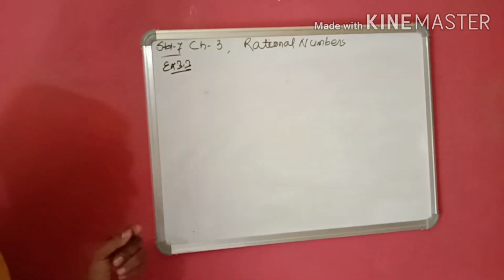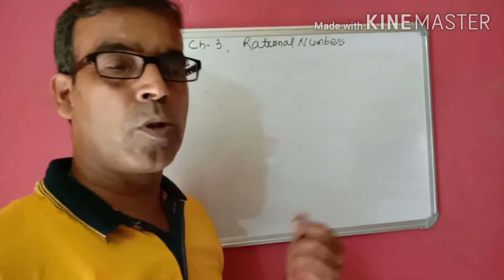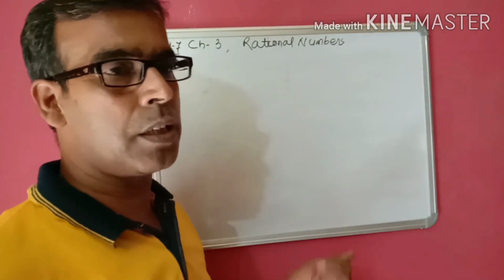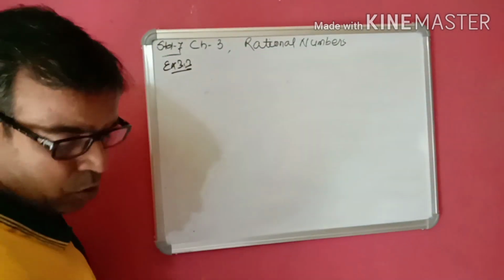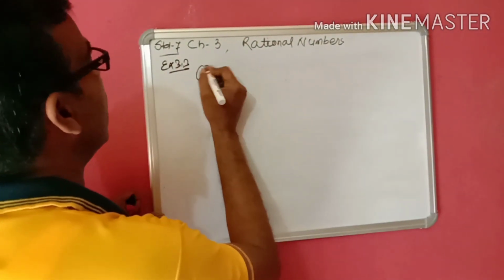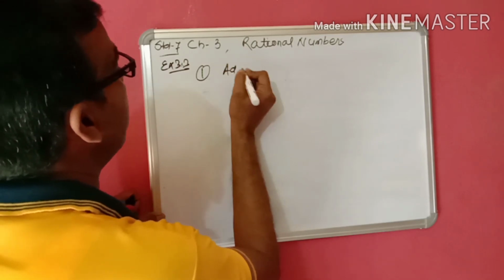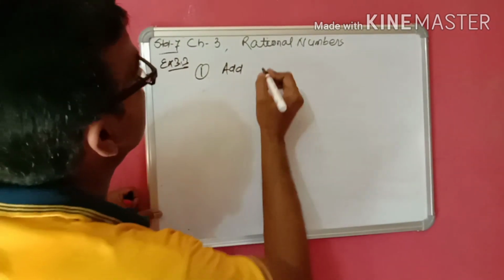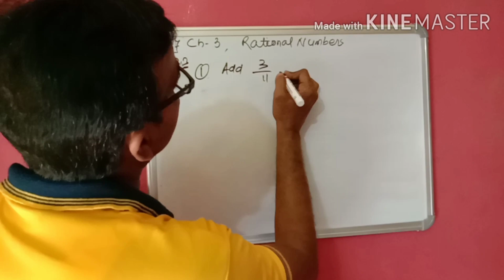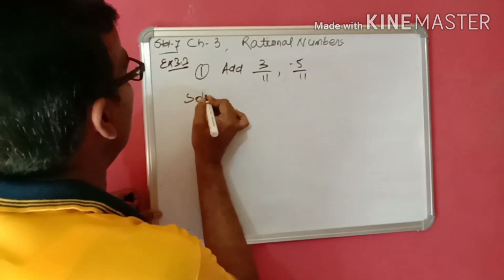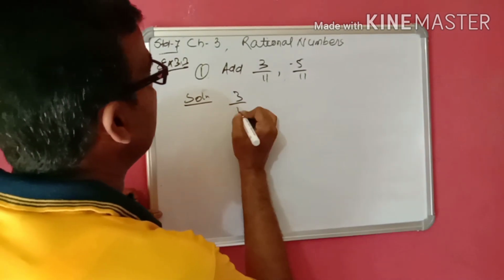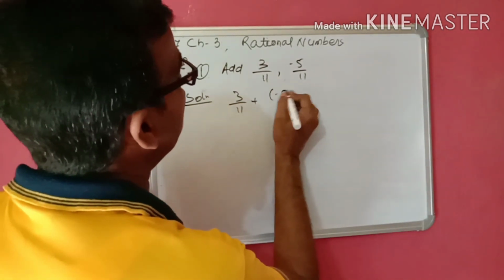Now exercise 3.3. In this chapter, I am going to discuss addition, multiplication and division of rational numbers. So first of all, the first question is given: add 3 by 11 and minus 5 by 11. So write down the solution. First of all, 3 by 11 add minus 5 by 11.